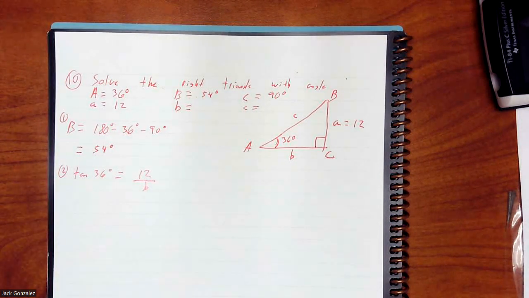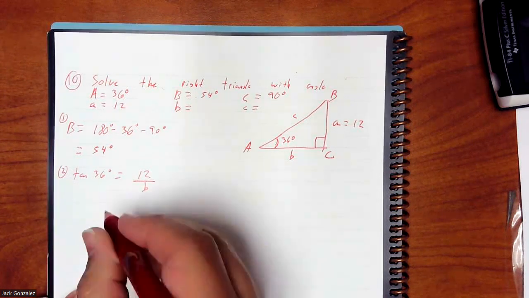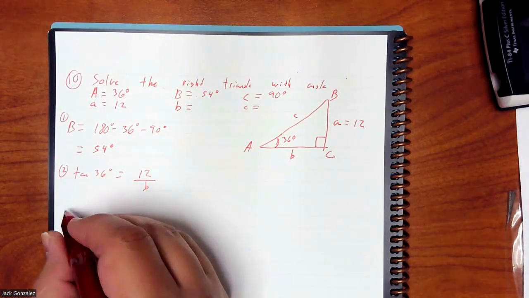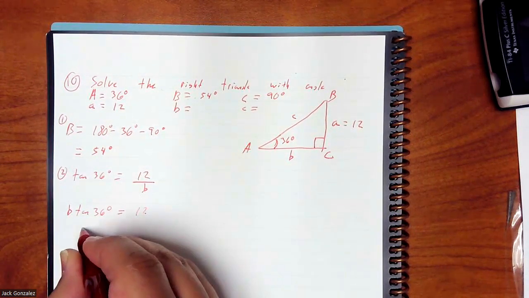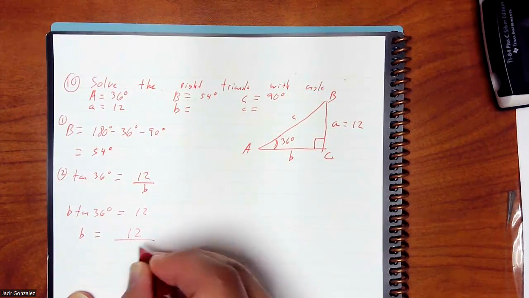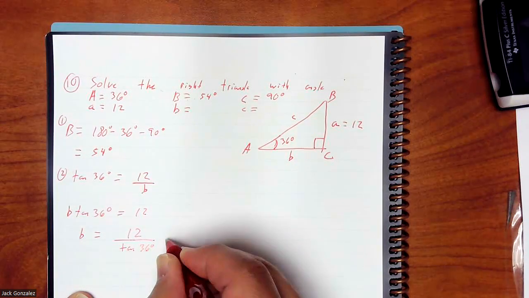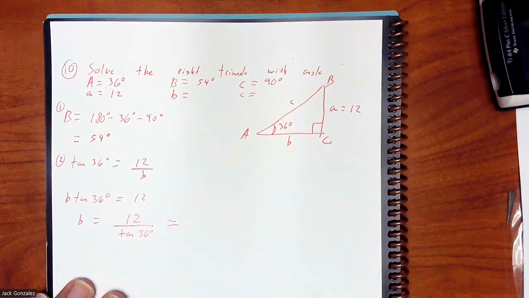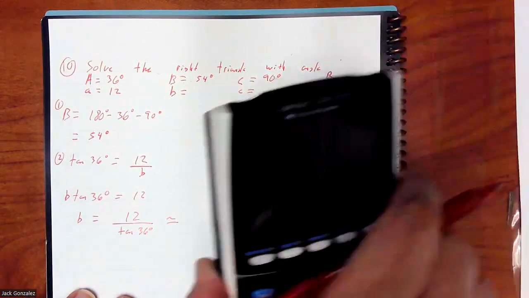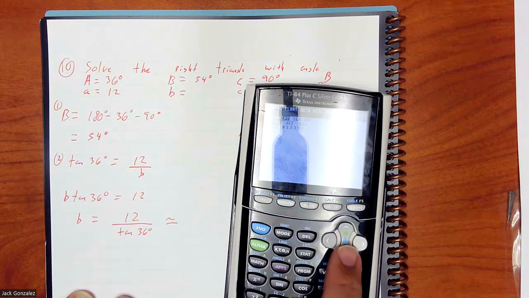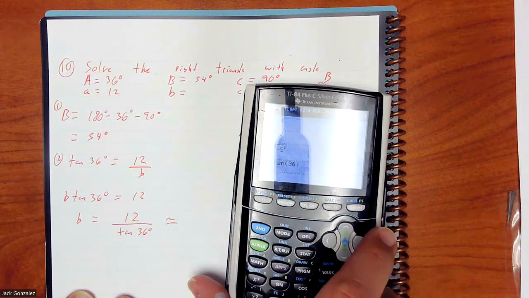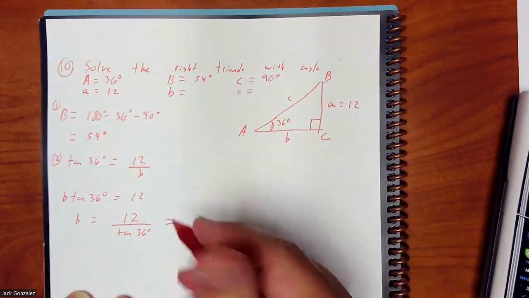You could have used cotangent or something. So multiply both sides by b, or if you prefer, do your cross multiply, and you'll end up here. After that, you have to use your calculator. So 16.52, I guess.